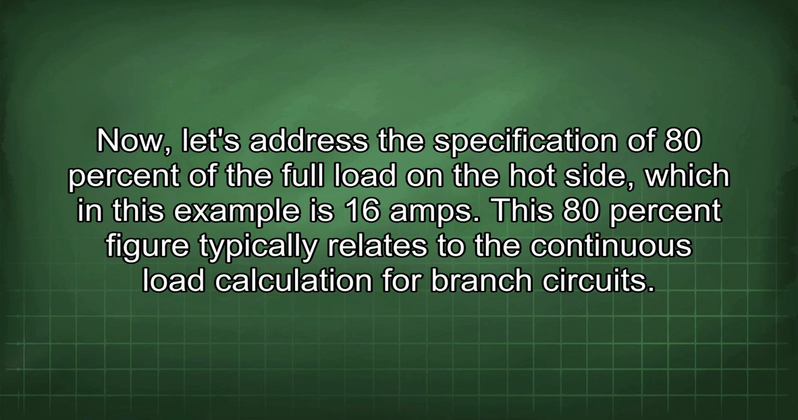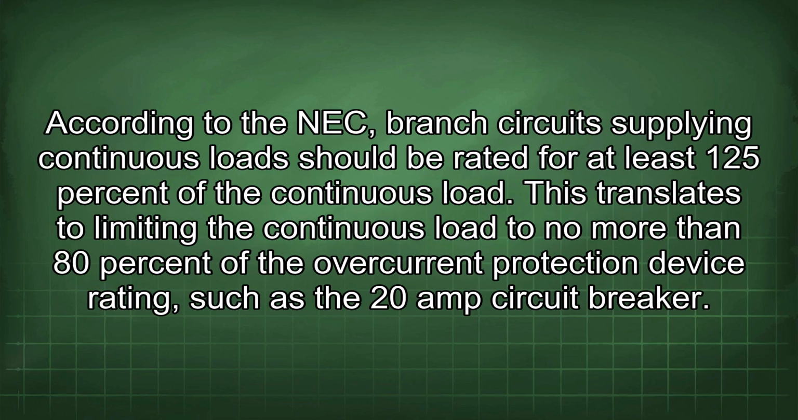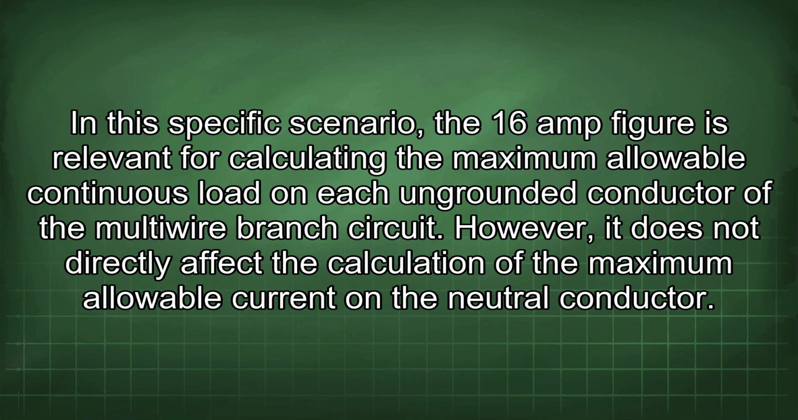Now, let's address the specification of 80% of the full load on the hot side, which in this example is 16 amps. This 80% figure typically relates to the continuous load calculation for branch circuits. According to the NEC, branch circuits supplying continuous load should be rated for at least 125% of the continuous load. This translates to limiting the continuous load to no more than 80% of the overcurrent protection device rating, such as the 20-amp circuit breaker. In this specific scenario, the 16-amp figure is relevant for calculating the maximum allowable continuous load on each ungrounded conductor of the multi-wire branch circuit.